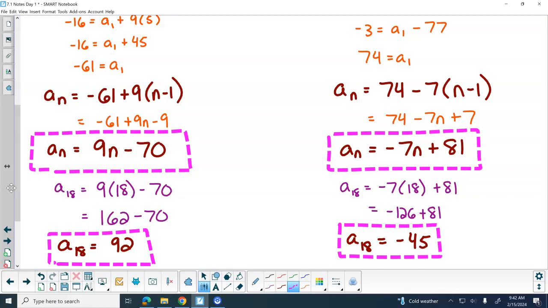Good stuff. Okay? That concludes day 1 of arithmetic sequences. Tomorrow we'll talk arithmetic series. We'll get you your homework tomorrow.